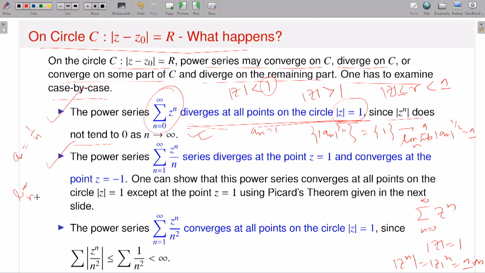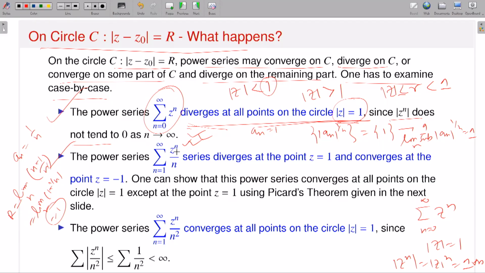So modulus of n divided by n plus 1, that means you will have (n plus 1) by n. And what is that limit? Limit of 1 plus 1 by n, that is 1. So that means R is equal to 1. That means the radius of convergence of this series is 1.